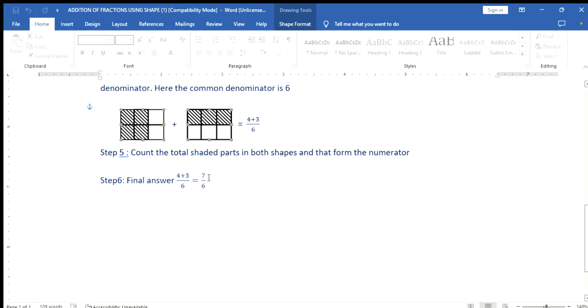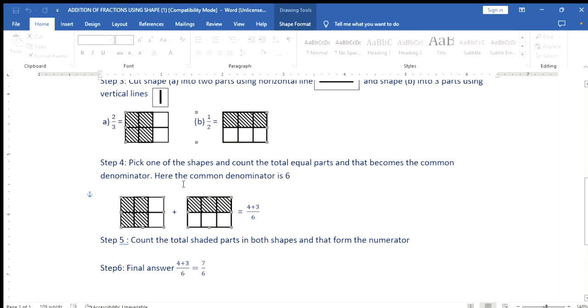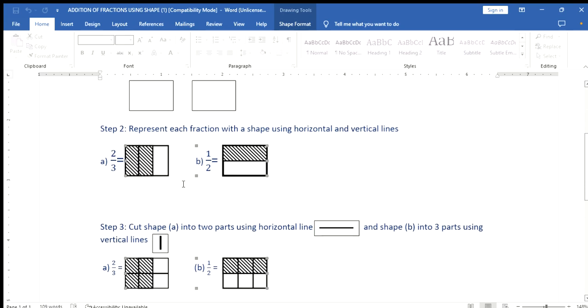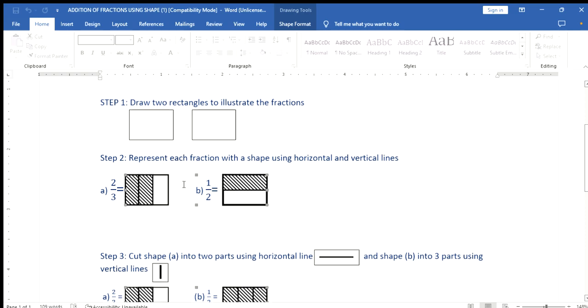This is a very simple and unique way of doing addition of fractions using shapes. This will be very helpful for children who want to learn, and they love learning with the aid of shapes.